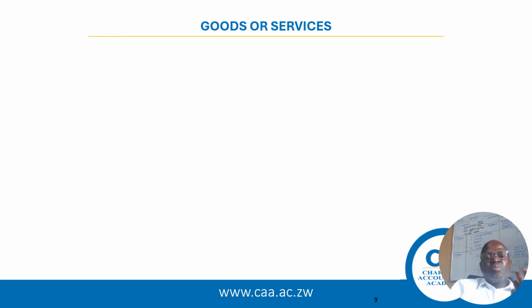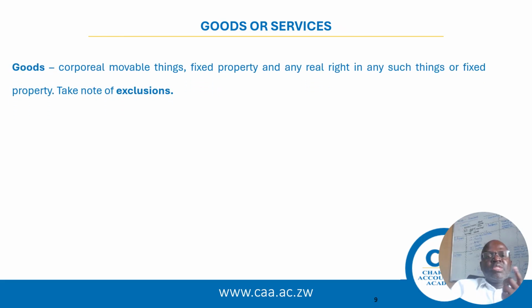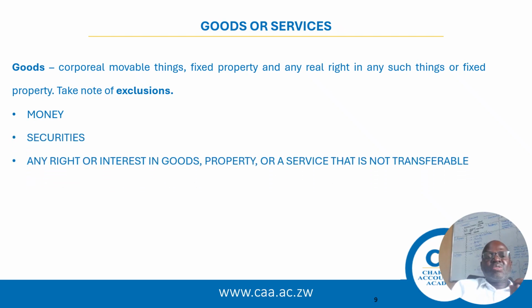And moving on to goods or services. Goods are defined as corporeal movable things, fixed property, and any real right in such things or fixed property, but there are exclusions. So if I give you money, those are not goods. Securities are not goods. Any right or interest in goods, property, or a service that is not transferable. So securities, you're looking at bonds, treasury bills, those are viewed as services and not goods.